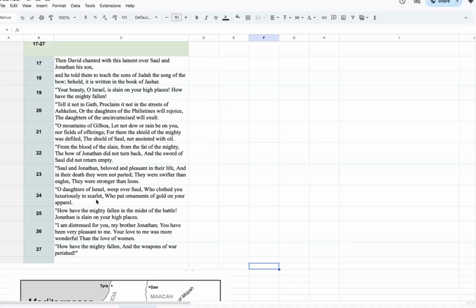Well, and to Gloria's point, David has a heart after God. So that's what God does. Into the book of Jashar.